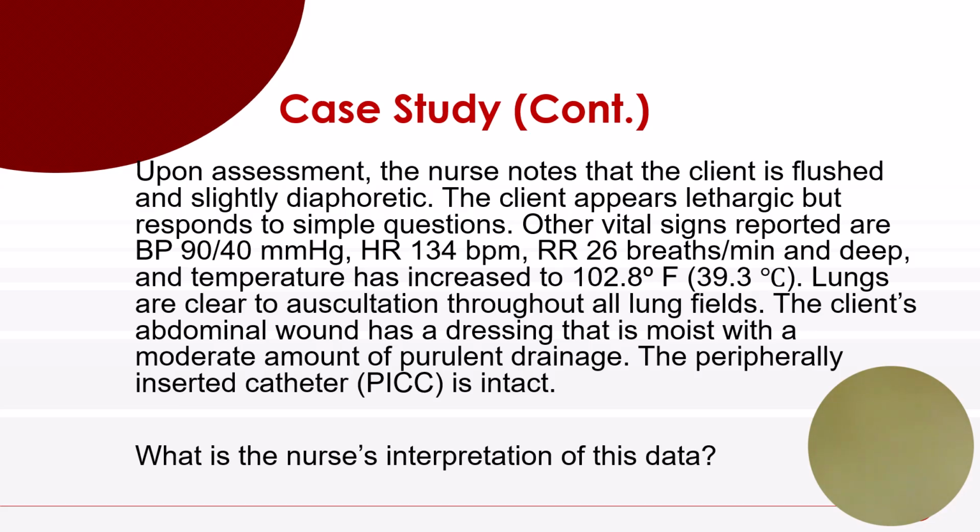We do know that we are going to have some elevation of the heart rate and the respiratory rate just because of the elevated body temperature. When we have an elevated body temperature, that is indicating we have increased metabolism. So part of increased metabolism is an elevated heart rate and respiratory rate. But again, that low blood pressure is very concerning.